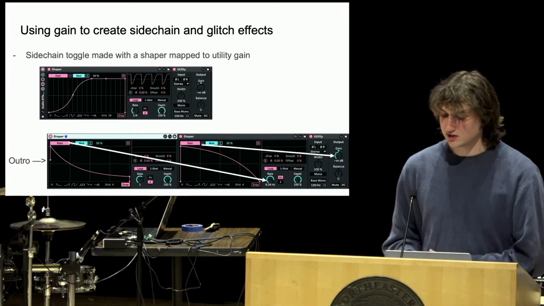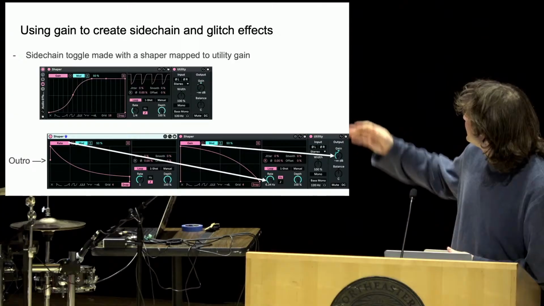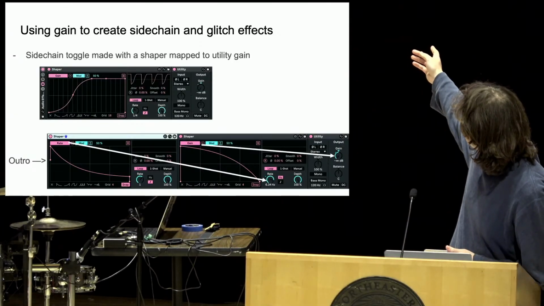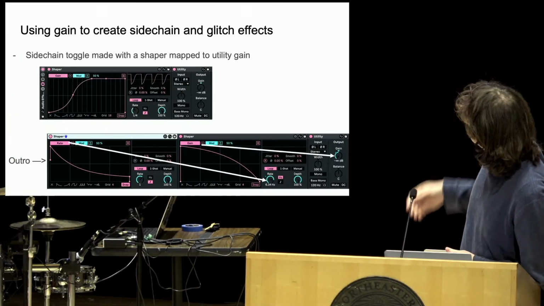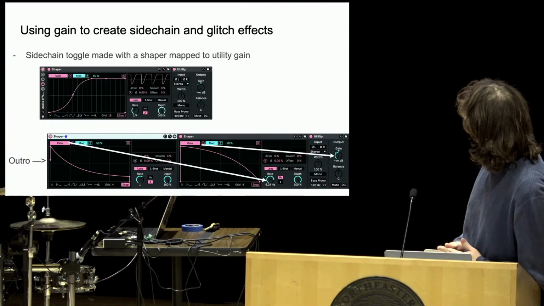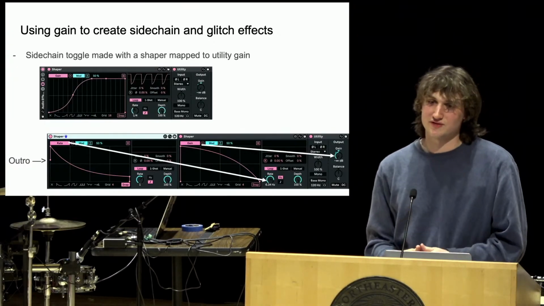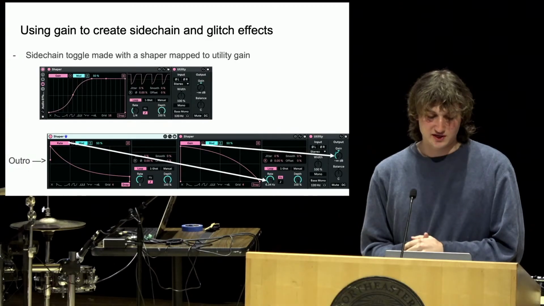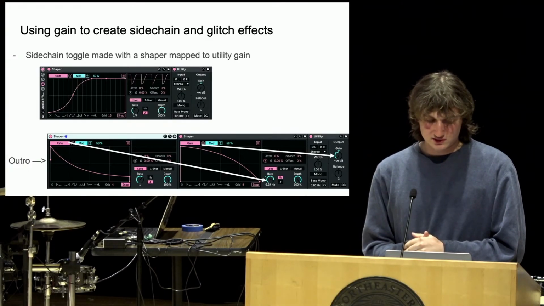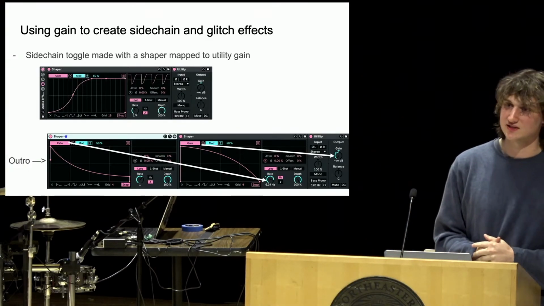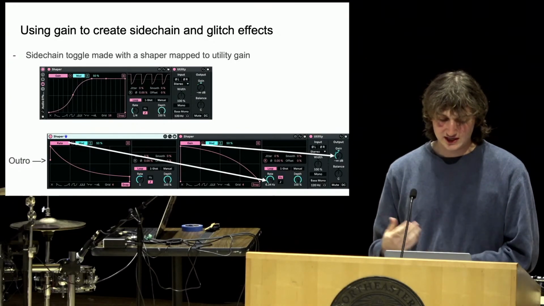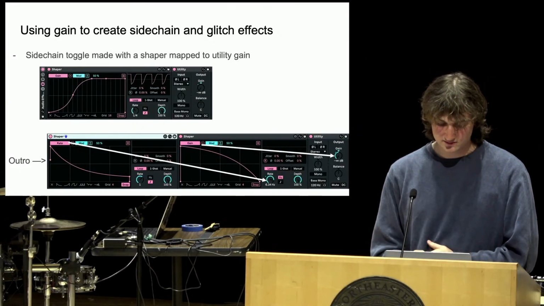The second way was mapping the first Shaper to the rate of the second Shaper, which was routed to the gain, which gave kind of a glitch effect that I used for the outro. And yeah, that's basically an overview of the composition and my setup for this project.